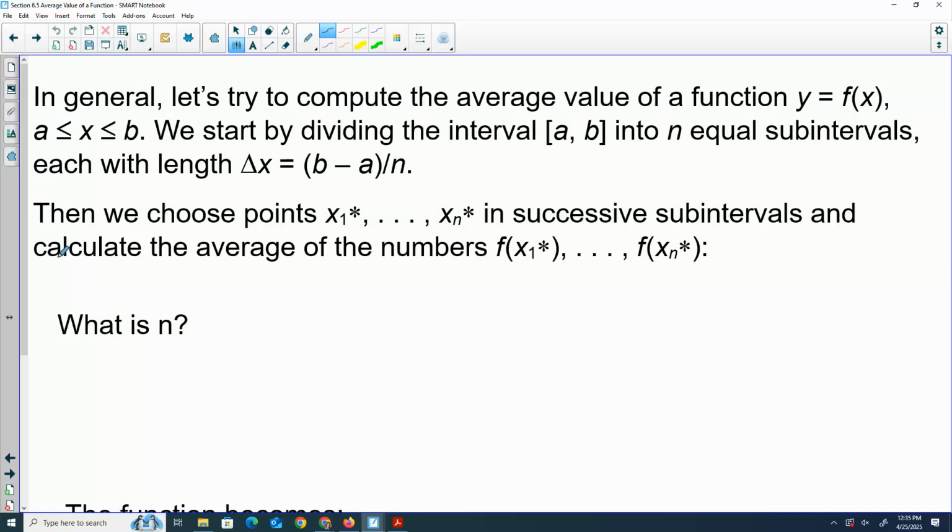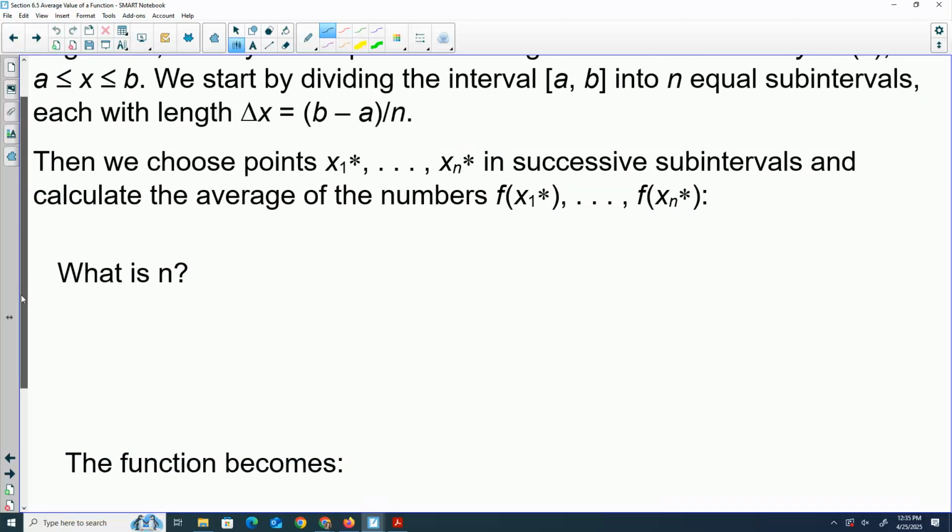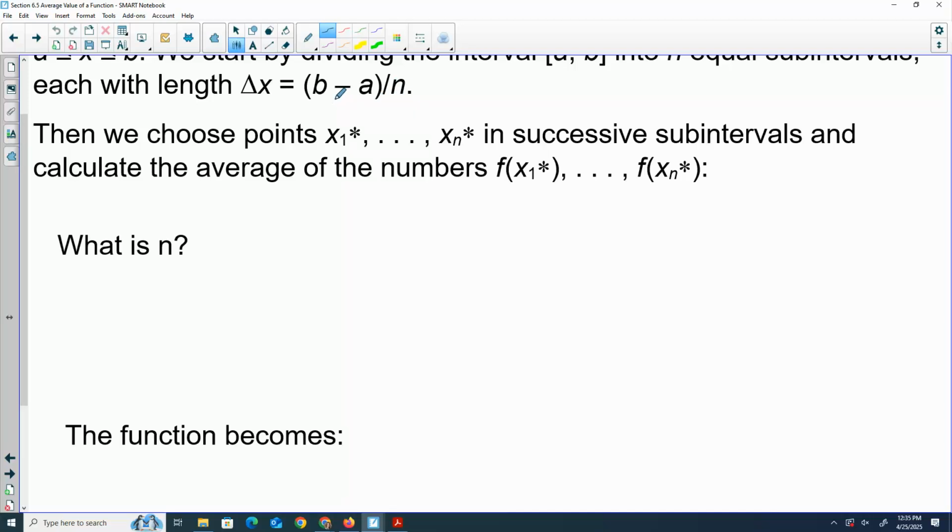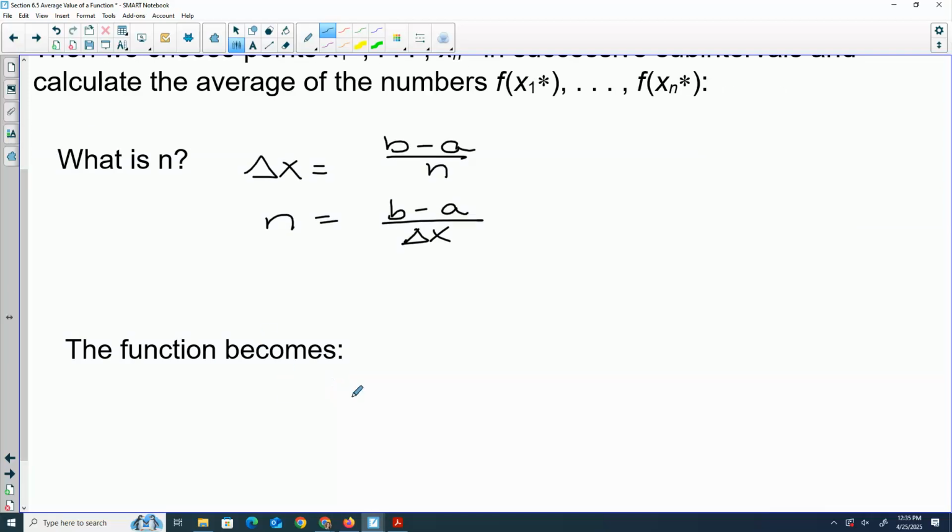So when we look at this, we need to figure out what we're going to divide by. If we were doing rectangles, the width of a rectangle, we know, change in x, is ending minus beginning divided by n. So if you were solving for n, you'd multiply it over and divide. So it's the ending minus beginning divided by the change in x. So at this point, we are adding up all these x's.